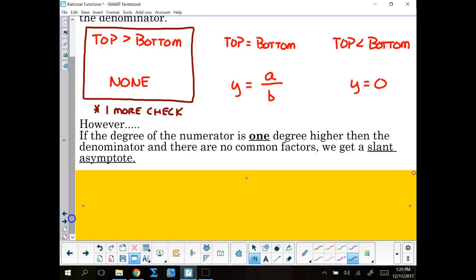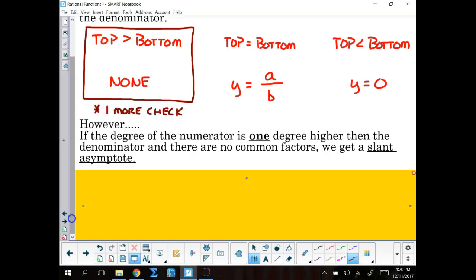If the degree of the numerator is 3 bigger, we get a, you want to take a guess? Cubic asymptote. If it's 4 bigger, quartic, yep. 5 is quintic. We're never going to get more than 1.